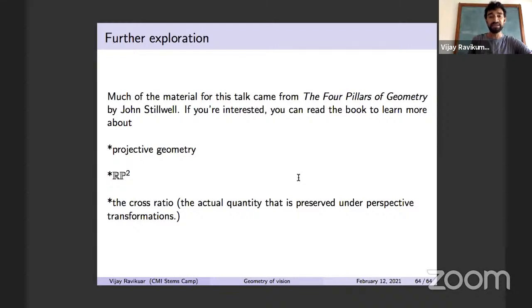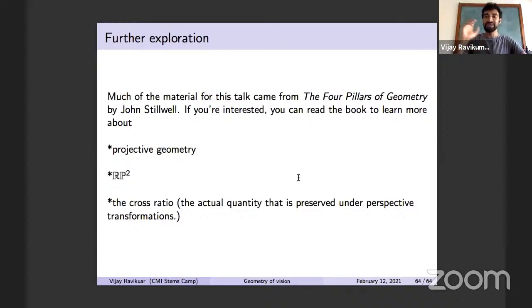on in this book by John Stilwell called The Four Pillars of Geometry. So you can look there if you want to see more about projective geometry or RP3 or the cross ratio, which I would have liked to talk about a little bit, but it's the actual quantity that's preserved when we're changing our perspective. And it's really a ratio of ratios.